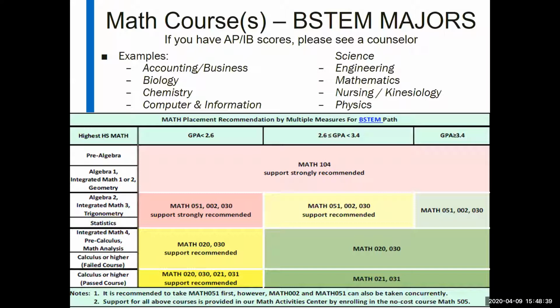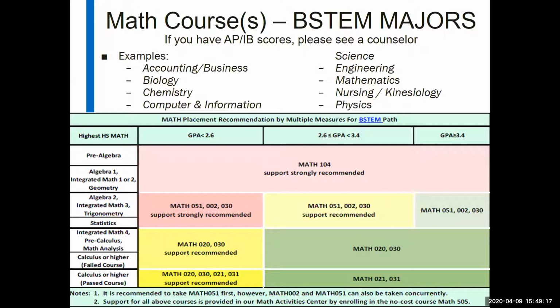So if you've taken Algebra 2, Integrated Math 3, or Trigonometry in high school, for example, you could start at Trigonometry, College Algebra, that's Math 51, Trigonometry, College Algebra, Math 2, or Business Calculus, Math 30. If you're a business major, that's the business calculus math that you would be taking. If you have successfully passed pre-calculus in high school, you would be eligible to take our Math 20, which is our Calculus 1.